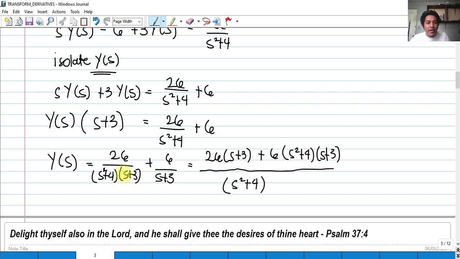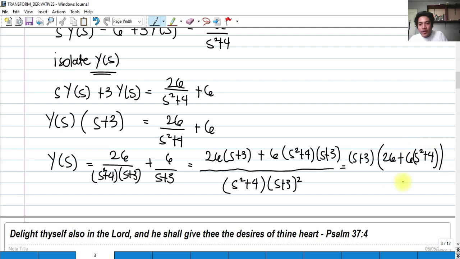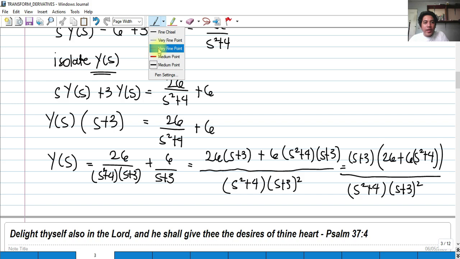Then we multiply the denominator, so we have s plus 3 squared. As you can see, s plus 3 is common to them, so I can factor that out. We have s plus 3 times 26 plus 6 times s squared plus 4, all over s squared plus 4 multiplied by s plus 3 squared. As you can see here, this s plus 3 will cancel.